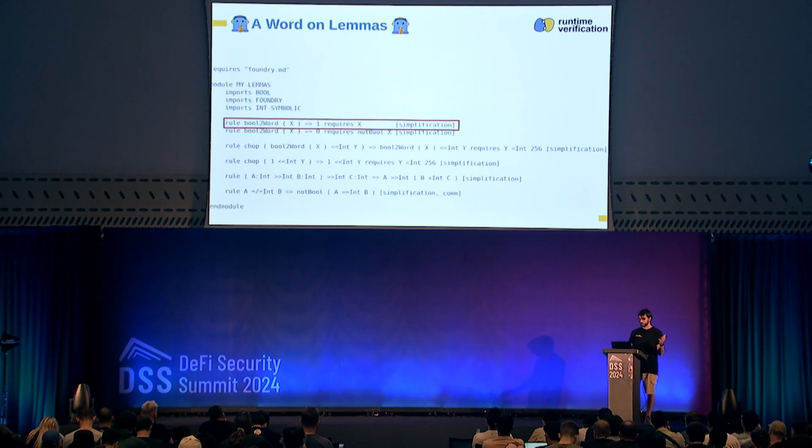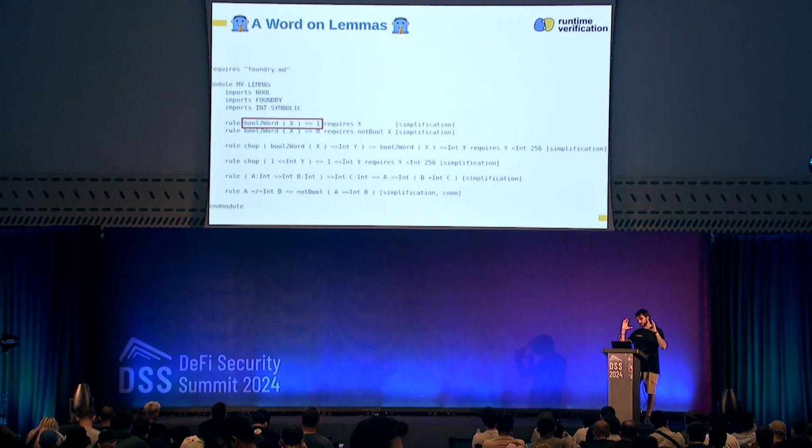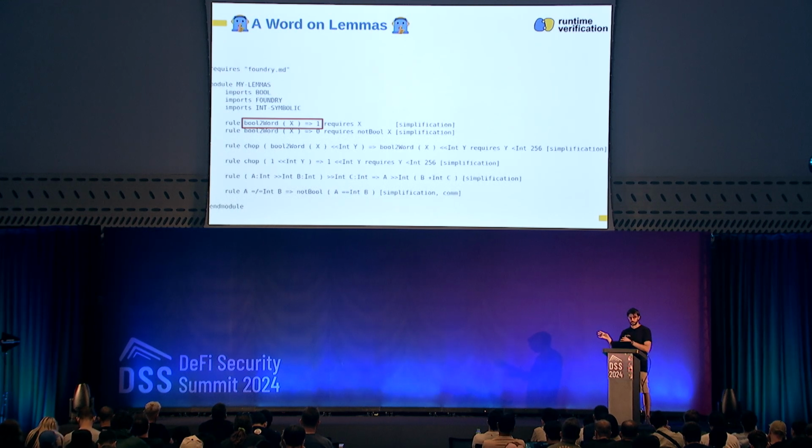So a rule basically just has the syntax: rule something, require something, and then simplification. For us, a rule is something that has the attribute simplification, but basically just rule. Then you just write your rewrite conditions. This basically means, if you start with the left-hand side of this rewrite, in this case, bool toward x, you will rewrite it to whatever is on the right-hand side.